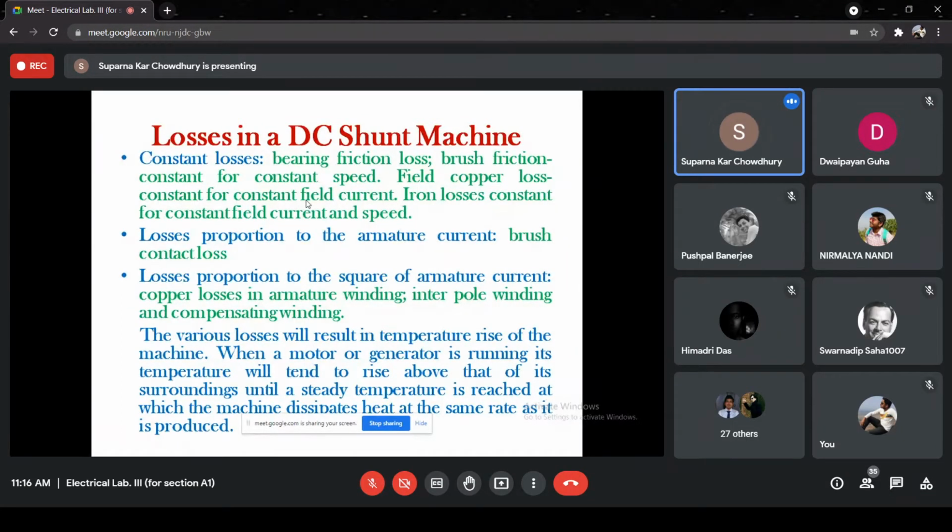Various losses will result in temperature rise of the machine. When the motor or generator is running, its temperature will tend to rise above that of the ambient. Initially, the temperature rises steadily, then a point is reached when the heat dissipated from the machine is at the same rate as it is produced inside the machine, and then the temperature becomes steady. Normally, for any normal design machine, it takes around 2 hours to stabilize the temperature.